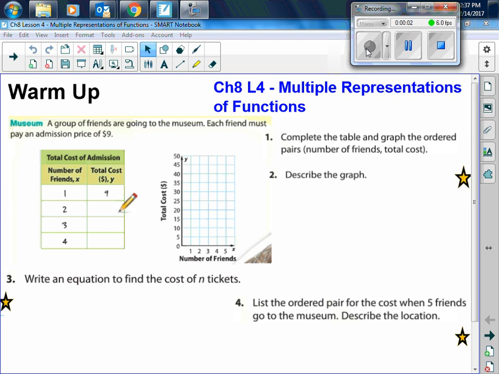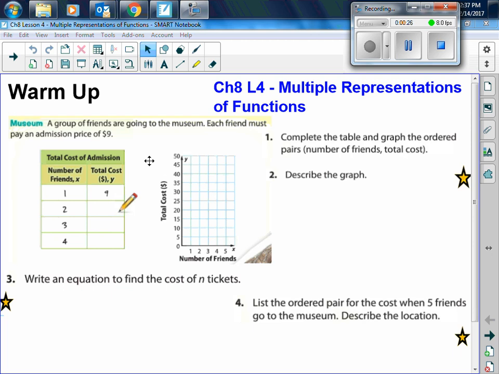All right, so Chapter 8, Lesson 4 is multiple representations of functions. In the warm-up, it says a group of friends are going to the museum. Each friend must pay an admission price of $9. Number 1 says complete the table and graph the ordered pairs, number of friends, comma, total cost. So that's your X and that's your Y.